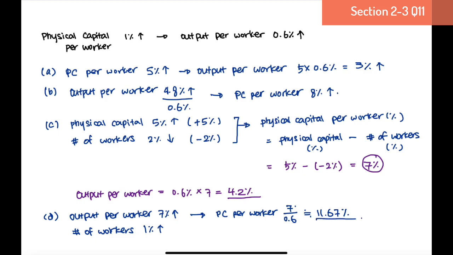Now, if the question was asking for the amount of increase or amount of change in physical capital, then we can just use the equation that's given in the hint, because we know that the change in the physical capital in terms of percentages would be just the physical capital per worker change plus the number of workers. So our percentage change in physical capital per worker is 11.67%. The number of workers increased by 1%, which means your physical capital rose by 12.67%.